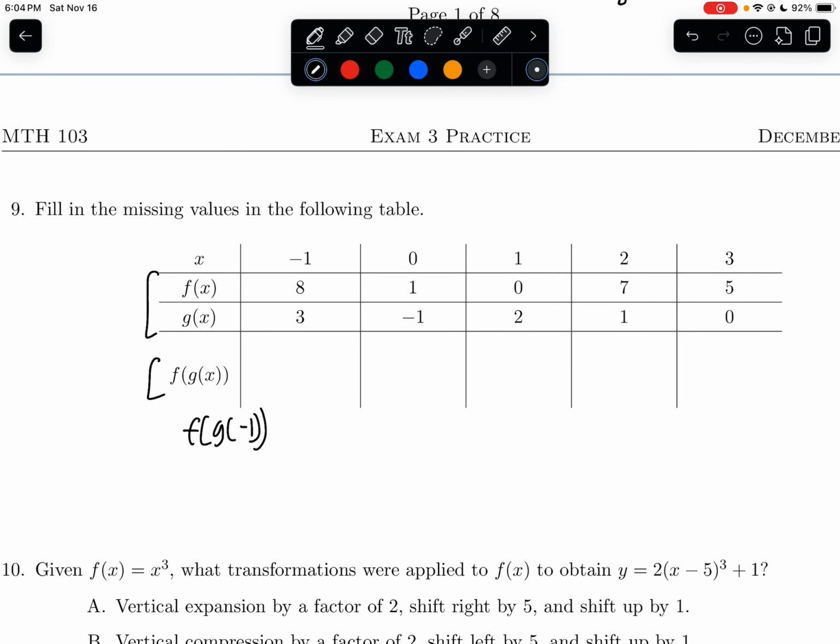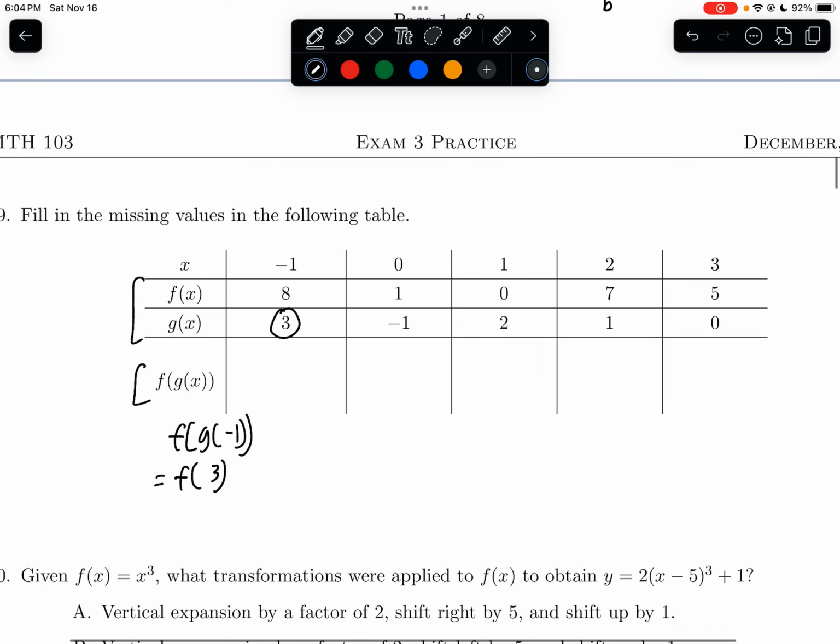So I first need to know what g of -1 is, but we actually just pointed that out. It's 3. And so this is equal to f of 3, because g of -1 was that number. And then I need to find 3 in the table. So I'm looking here for the input. The output is 5, and so my answer is 5. And then I would keep doing this as I go through.